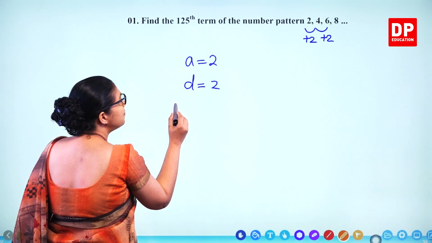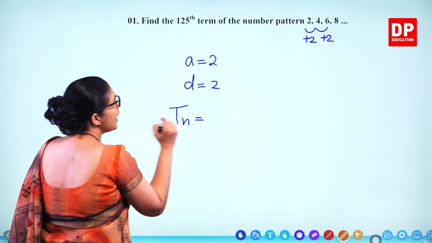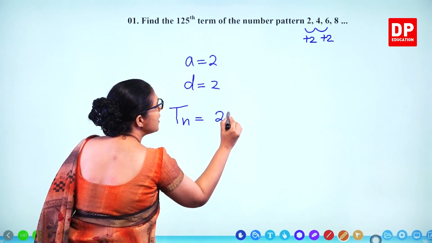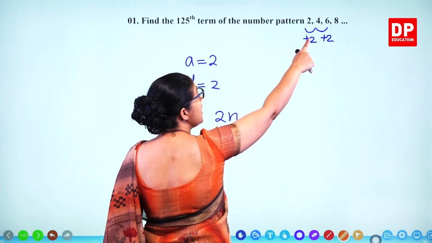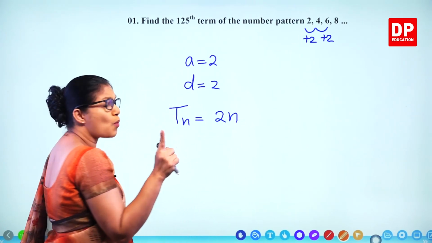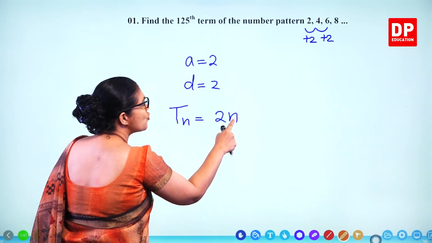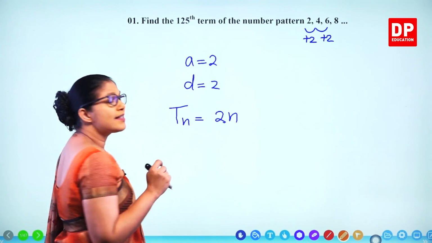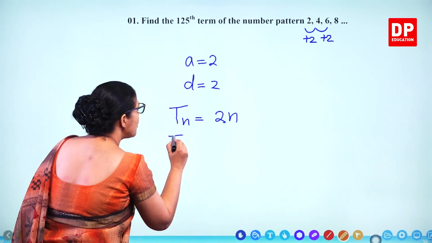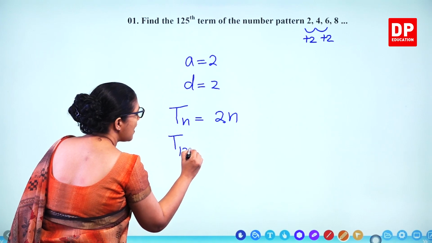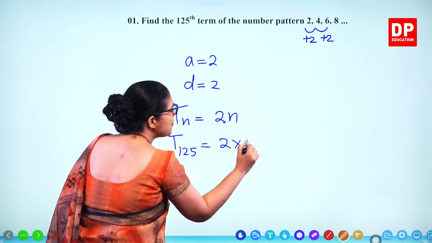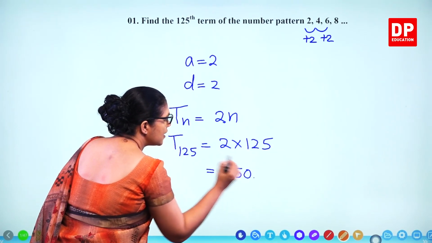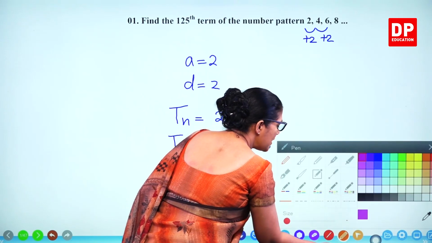Then what's the nth term? The difference is 2, so you get 2 and something. When you substitute n equals 1, what happens? 2 times 1, that's 2. n equals 2, 2 times 2, 4. That's the second term. 3 times 2, 6. So the nth term is 2n. So what is the 125th term? n is 125, 2 times 125 becomes 250. So you get 2 marks for this.